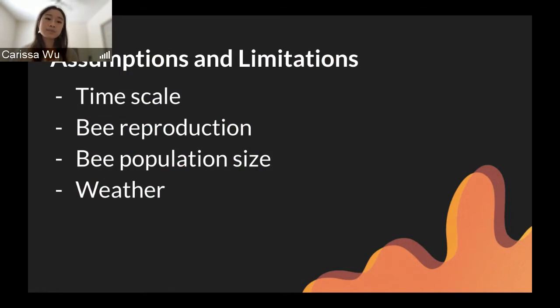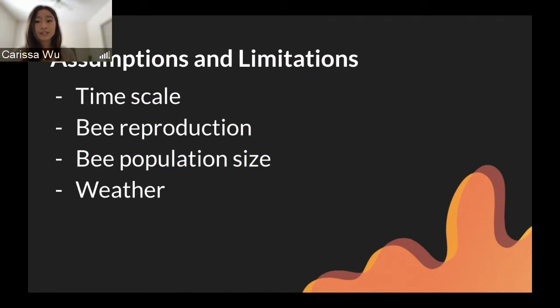So another limitation we had was with bee reproduction. As some of you may know, there are several stages of life for a worker bee, which not only include exiting the hive and collecting nectar, which is the foraging stage, but there are other stages that we didn't model just because it was too complex for our model to handle, and also it was not extremely relevant for the specific problem we were addressing.